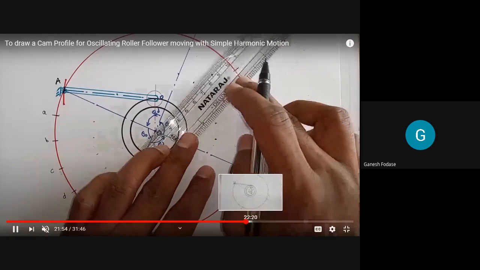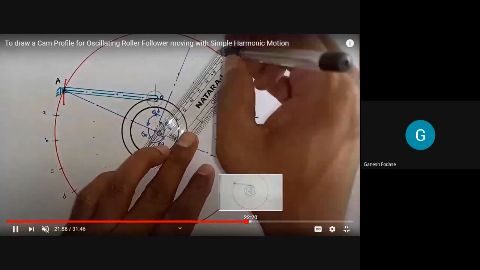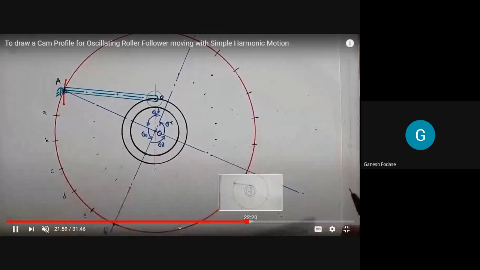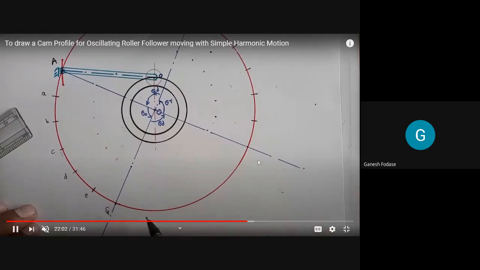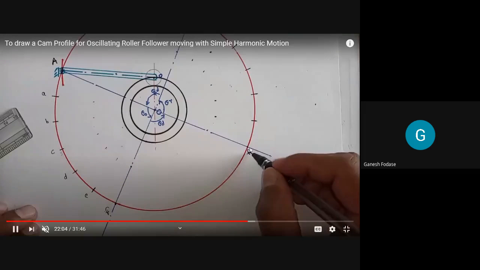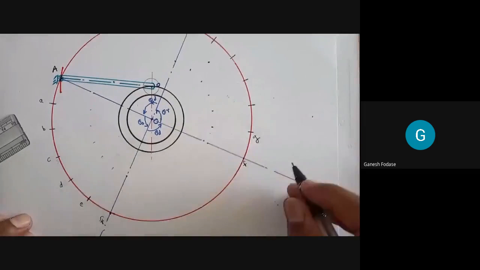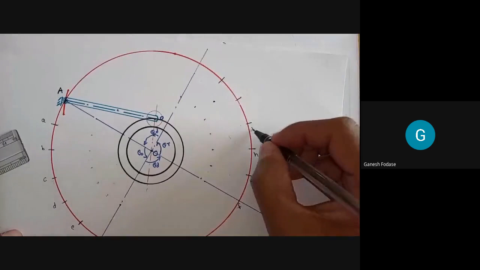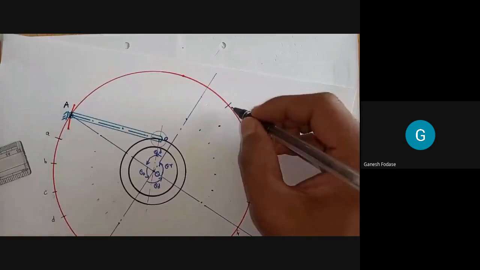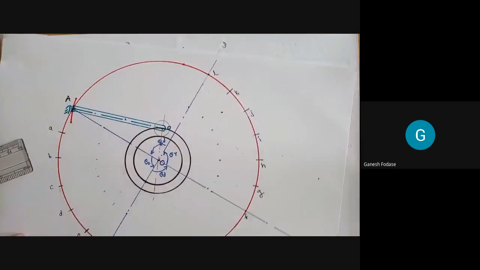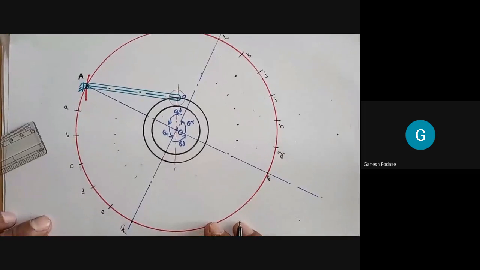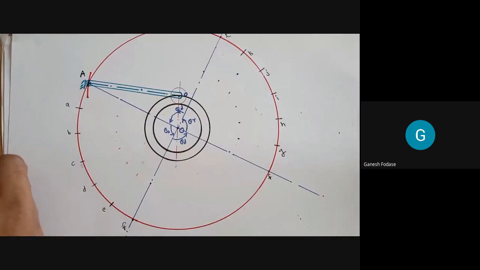Remember these points we are marking on fulcrum circle and calling them as A, B, C, D like that, up to F. At the start of dwell it is F, so at the end of the dwell again it is F only. Further G, H, I, J, K and L. So this is division of fulcrum circle according to displacement diagram. Remember it is important. Divide according to displacement diagram.